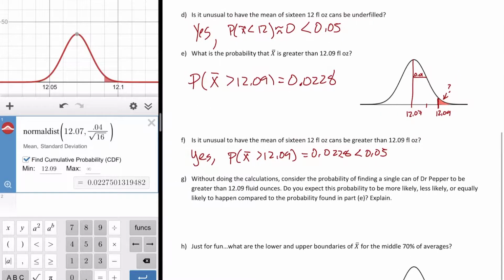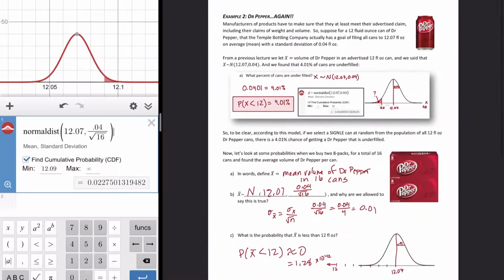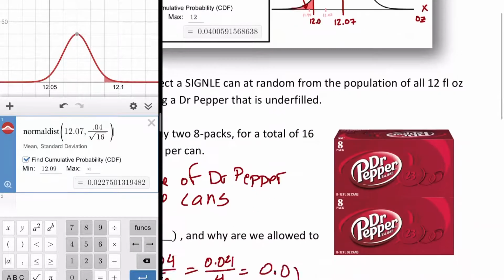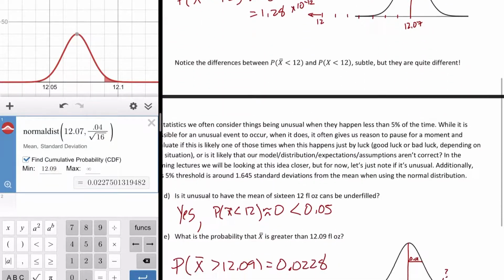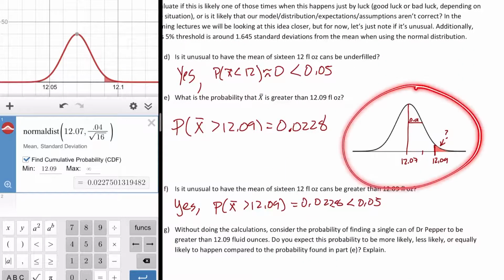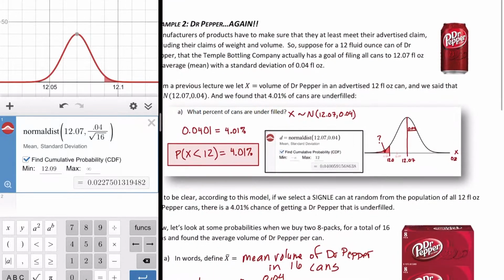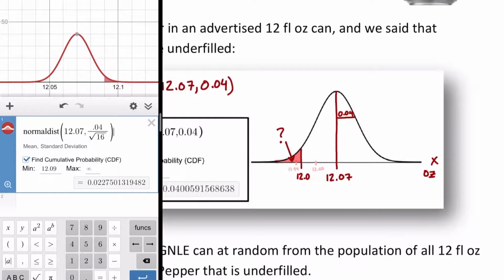So just backtrack. What if we did what we did up here, where it's a single can and we have a standard deviation of 0.04, and I was to find where 12.09 is? Which one of those is more likely: this mean of 16 and getting 12.09, or getting 12.09 when I'm just grabbing a single one, or do they have the same?